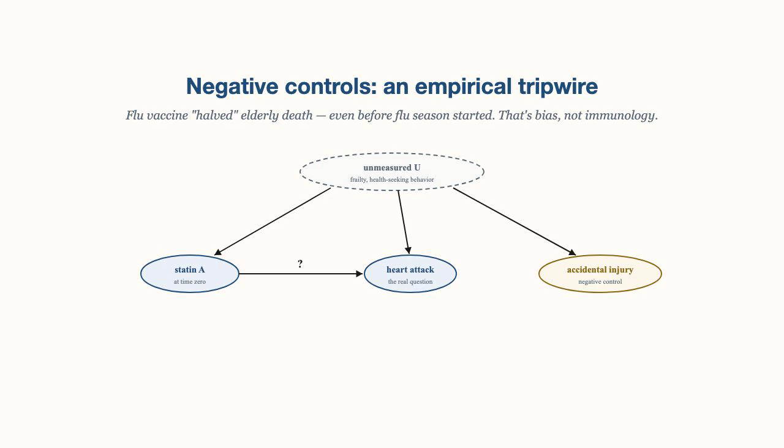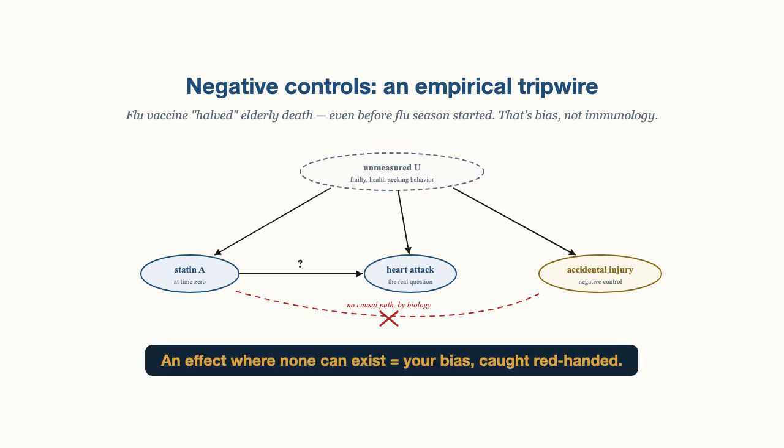Draw it as a graph. The unmeasured confounder points at everything, but a statin cannot biologically cause, say, an accidental injury. So any statin injury association can only have traveled through the confounder, which makes injury an alarm bell for failed exchangeability. The E-value and negative controls handle the ghost.